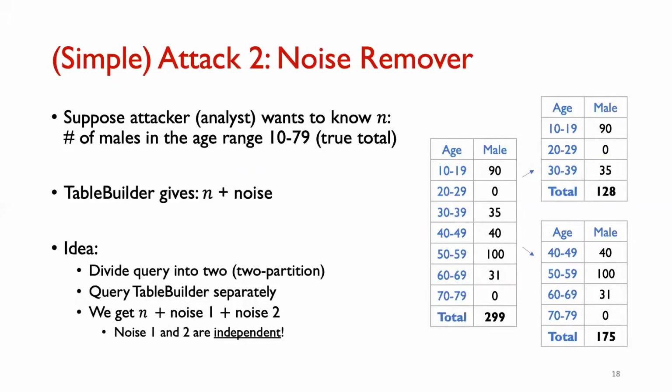So our second attack removes the noise, and hence we call it the noise remover. Let's assume that the attacker is interested in finding the true total of the number of males in the age range 10 to 79. Table Builder will give a noisy answer. So our observation is that we divide the query into 2, hence a 2-partition, and we ask Table Builder for the 2 queries separately. If we add the result of the 2 queries, we'll get the true total plus 2 noise terms. And crucially, the 2 noise terms are independent because these are different contributors.